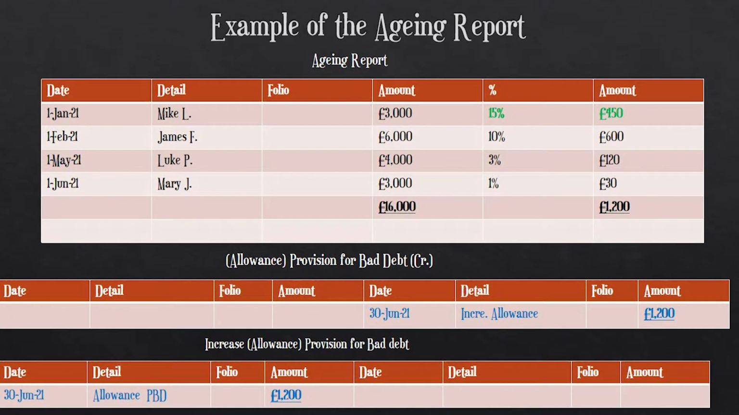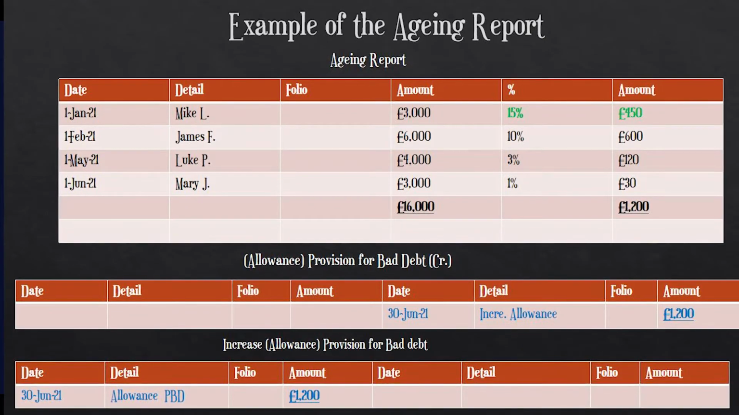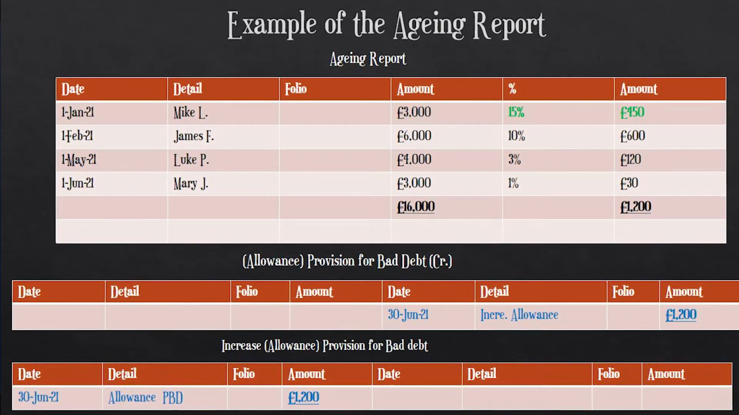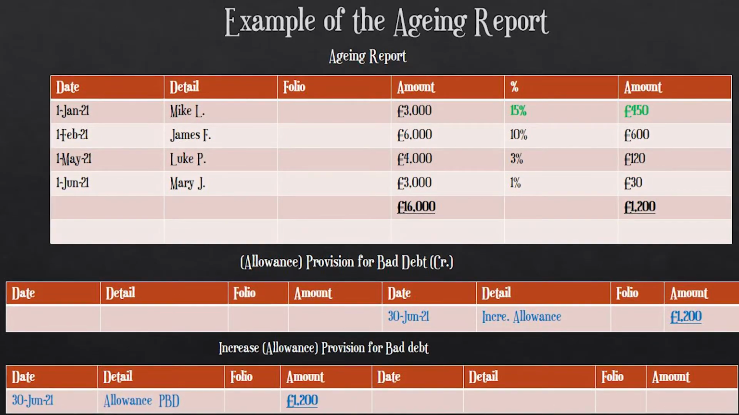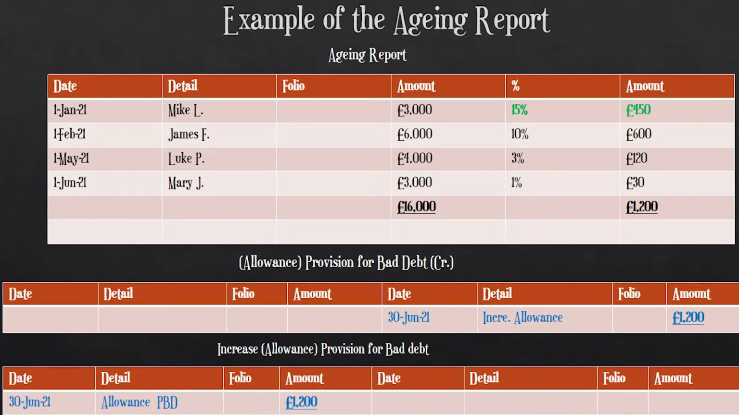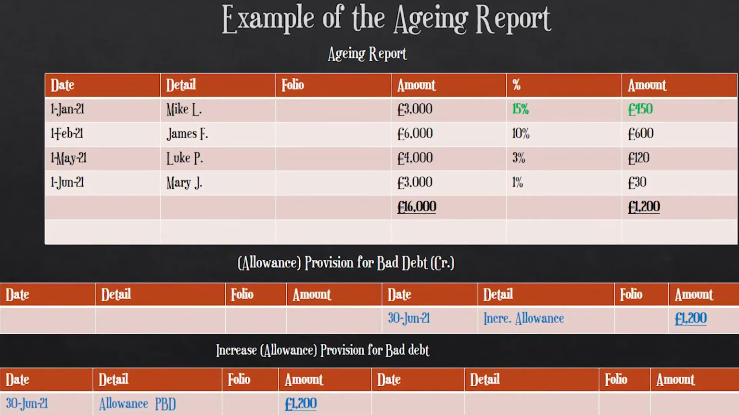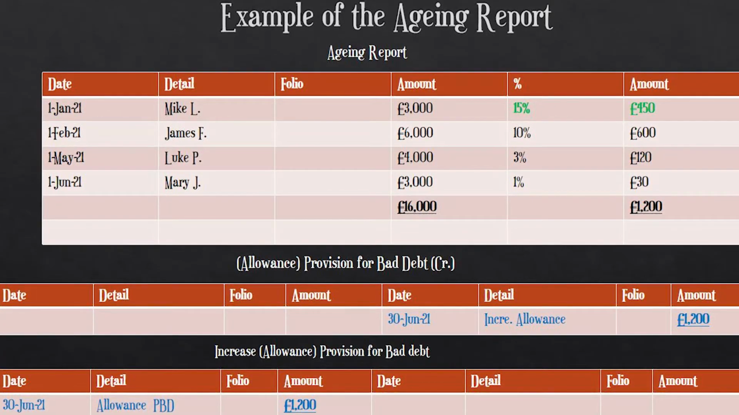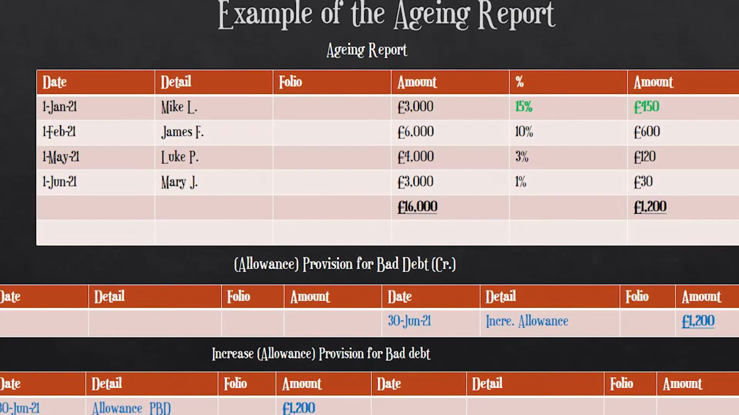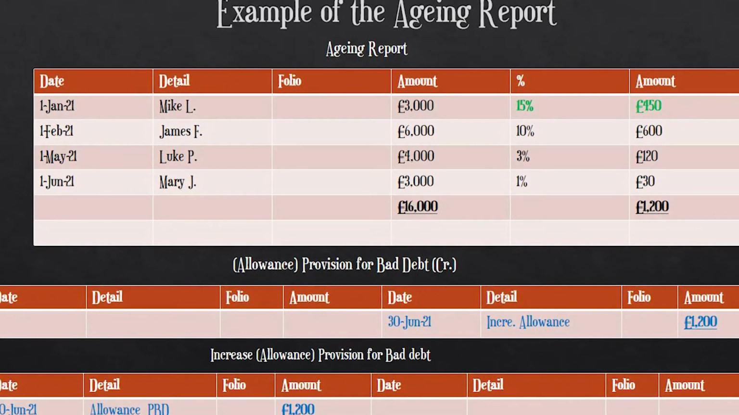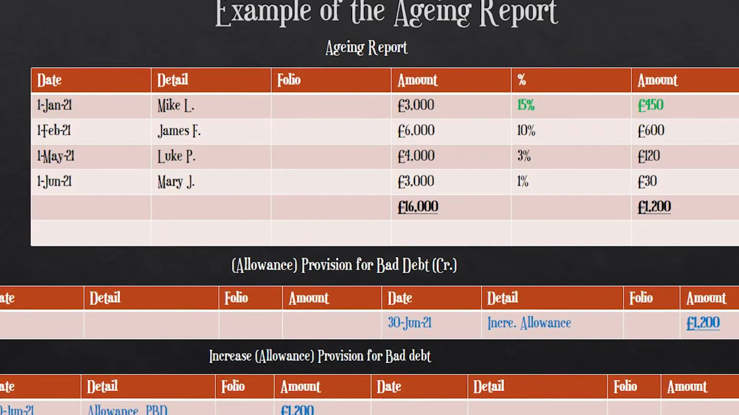We assume that it's likely that we may not necessarily receive all of it. There might be a problem. And so we say maybe about 15%, there's a 15% probability we may not recover the full amount. So let's estimate or prepare for 15% we may not receive. And the same for James F. Say 6,000, so let's say about 10%. 1st of May for this one, which is Luke P, 3% because it's relatively recent. And the 1st of June 2021, Mary J, 3,000, let's say about 1%.